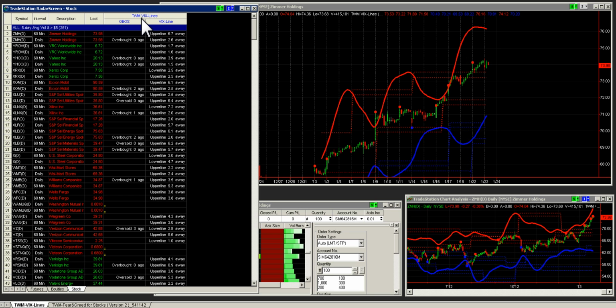And if we insert it in a radar screen, we see here the OBOS, overbought, oversold indicator. And the overbought, oversold indicator tells us here, for example, that this Simmer holding is overbought 0 bars ago, and the upper line is 2.6 average true ranges away. And if we look into the chart, and this is the daily chart, we can see here below on the daily chart that it was overbought 0 bars ago.